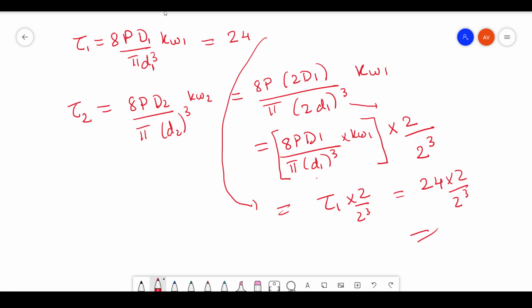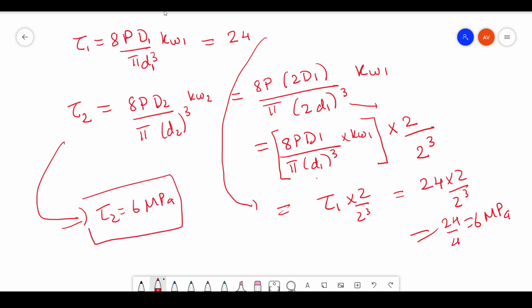When you solve this, you get 24 by 4, which is equal to 6 MPa. So your new shear stress is going to be 6 MPa. This is your final answer. If you want to know more details about this kind of problems, please check out the NPTEL course. I hope you understood the problem. Thank you.